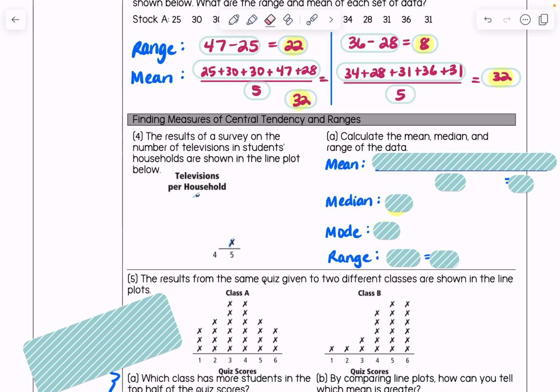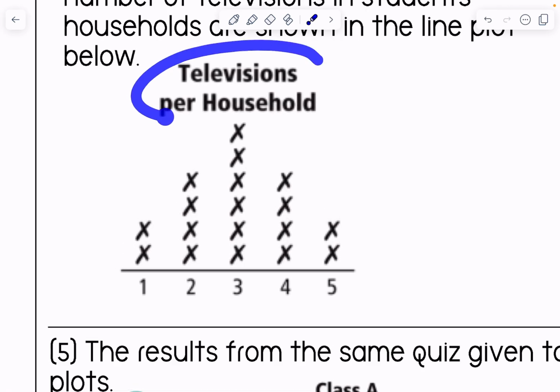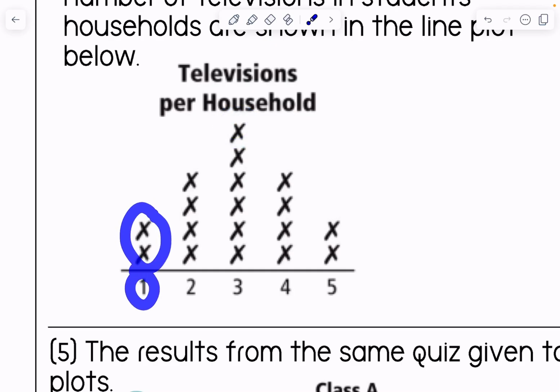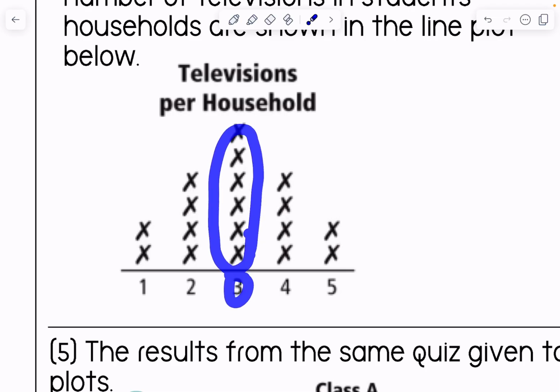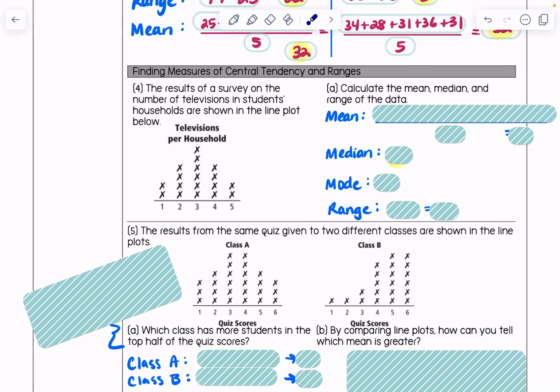Okay, so this one is really confusing every time I've taught it every year, so feel free to pause, rewind, whatever. The results of a survey on the number of televisions in student households are shown in the line plot below. So first of all, for the line plot, this is the number of televisions per household. All of these X's represent people. So we see that 2 people have 1 television in their home. There are 4 people that said they have 2 televisions in their home. 6 people said they had 3 televisions in their home. It says calculate the mean, median, and range of the data.